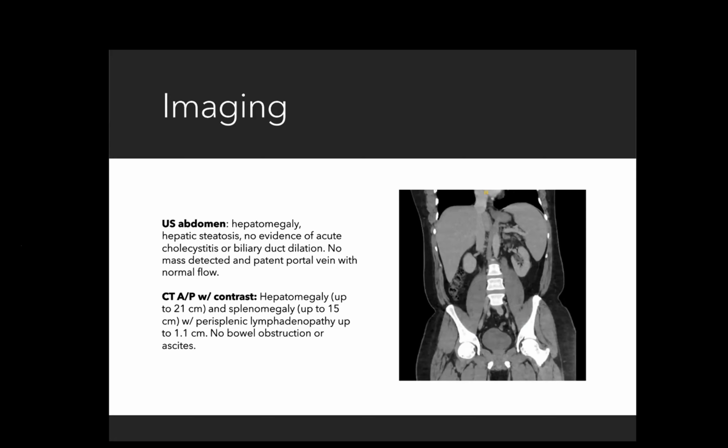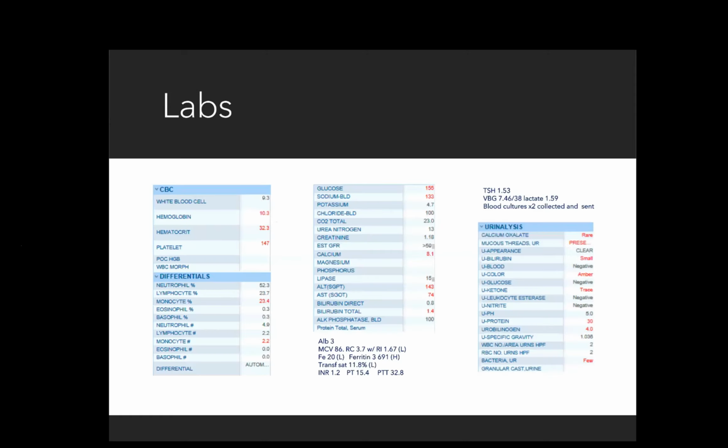In terms of the CT abdomen pelvis, for those that were thinking about obstruction, no bowel obstruction, no ascites. There was hepatosplenomegaly, and the only remarkable thing in terms of lymphadenopathy was a peri-splenic lymphadenopathy up to 1.1 centimeter. So remember these labs.